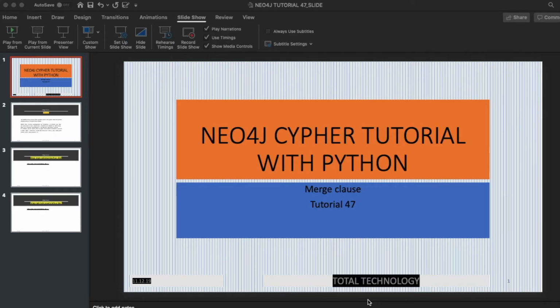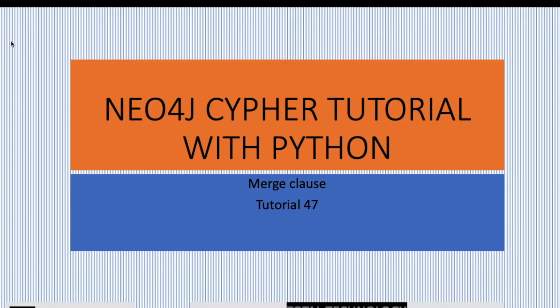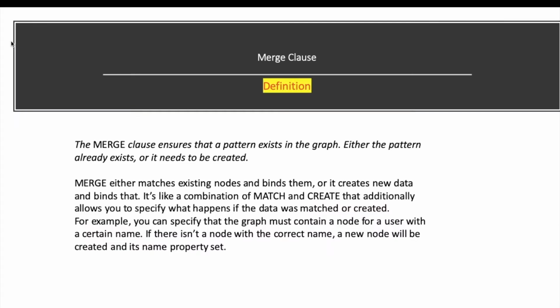This is tutorial 47, and probably this is the second part of the MERGE clause. The first part we already discussed in tutorial 46. In that tutorial we have seen what the MERGE clause is and the different use cases. In the last part we discussed a little bit on use cases, like how to merge one node with a label using the MERGE clause.